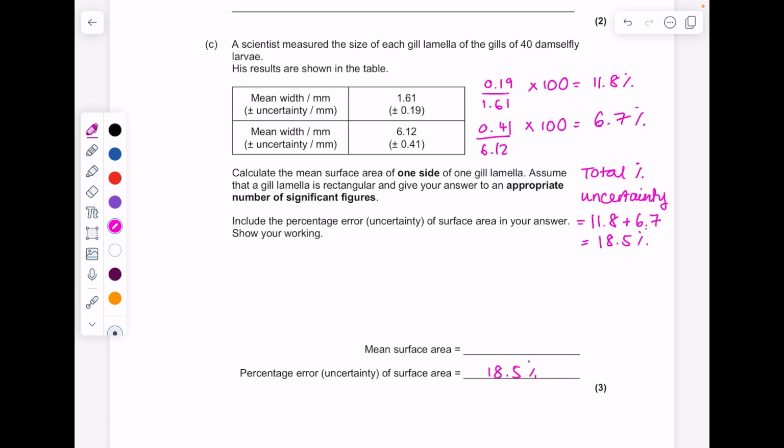Now I'm going to find the mean surface area of one side. So I'll take 1.61 multiplied by 6.12. So that's the two widths multiplied together. And I've already worked out the percentage uncertainty.